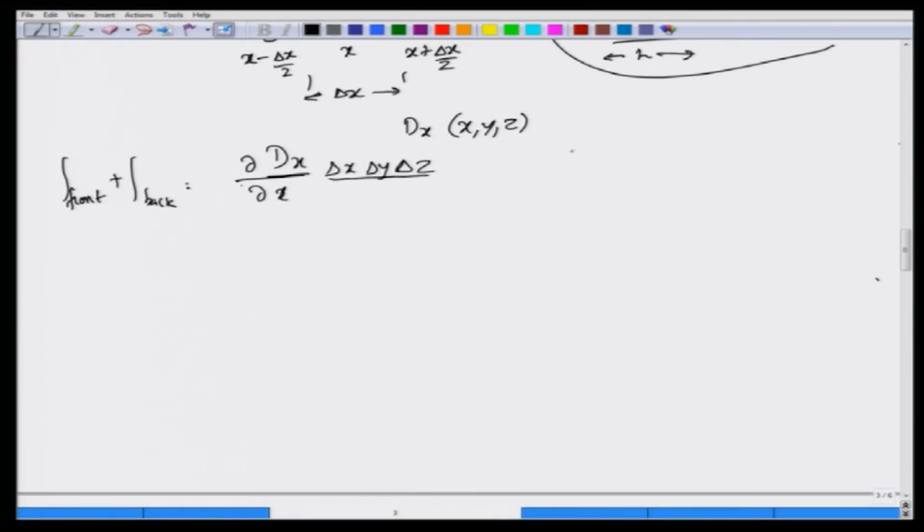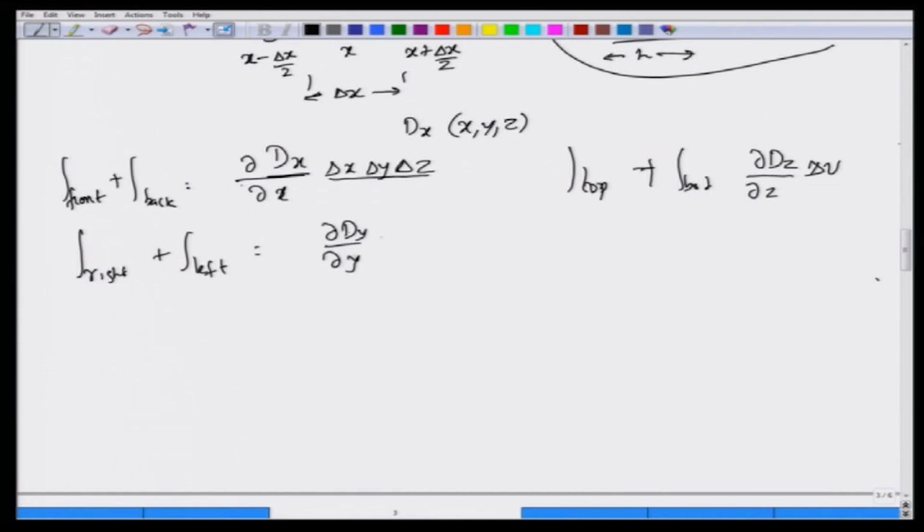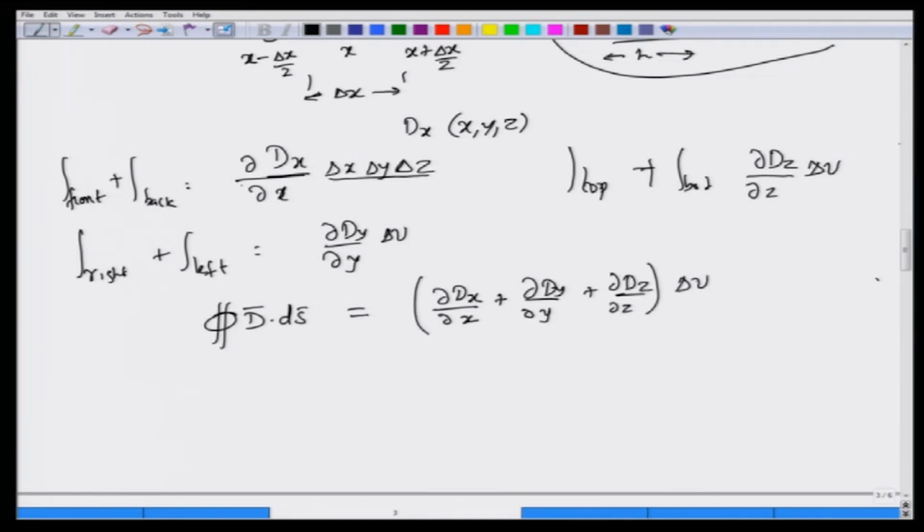Similarly, the top and the bottom surfaces are also going to give you partial derivatives. Because the top and the bottom surfaces are oriented along the z axis, this will give you del Dz by del z. The volume element delta v still remains, and then the right and the left surfaces are also going to give you a term which will be del Dy by del y multiplied by the volume element delta v. So, in fact, this is the result of applying the left hand side of Gauss's law to the rectangular differential volume element that we have considered, and this will be equal to del Dx by del x plus del Dy by del y plus del Dz by del z multiplied by the volume element delta v.